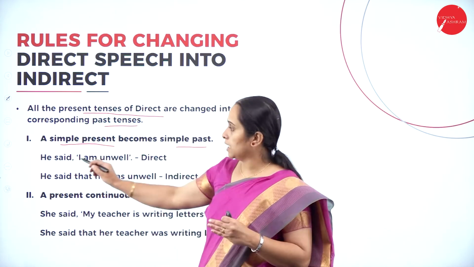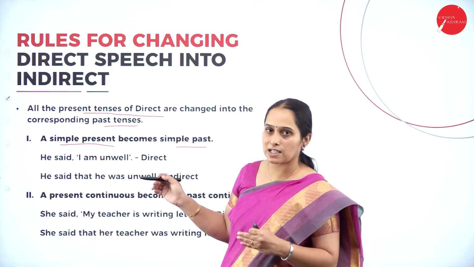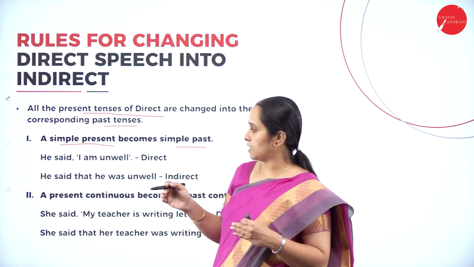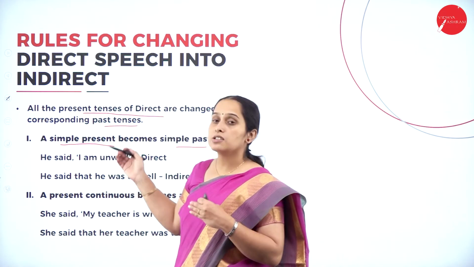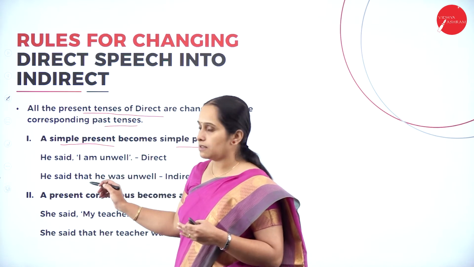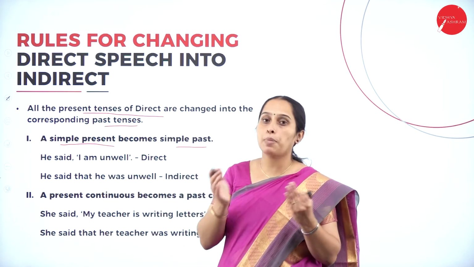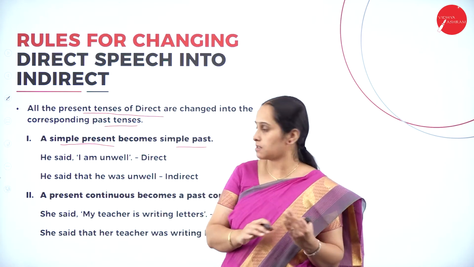Here, he said, "I am unwell." This is the direct speech, and it's in simple present tense. Let's change that into indirect speech: He said that he was unwell. "He was" is a past tense, a simple past tense.